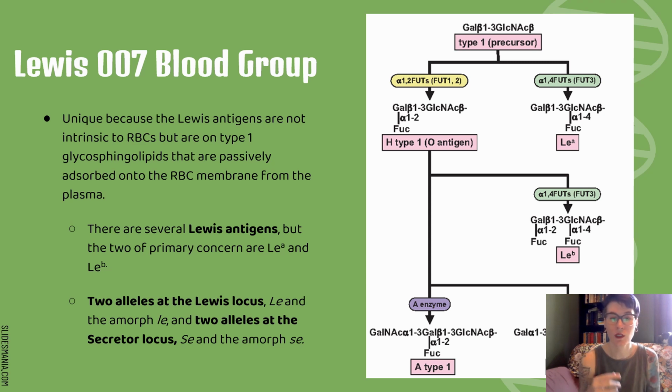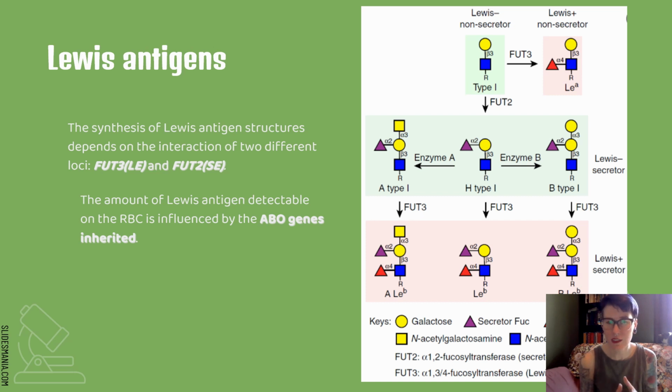And there are 2 alleles for the Lewis locus, which is capital Le and then lowercase le. Same with the secretor locus. There's the capital Se, and then there's the lowercase se. In both cases, the little le and the little se are amorphs, so they just do not produce anything. The synthesis of Lewis antigens depends on 2 genes, FUT2 and FUT3, which is secretor and Lewis.